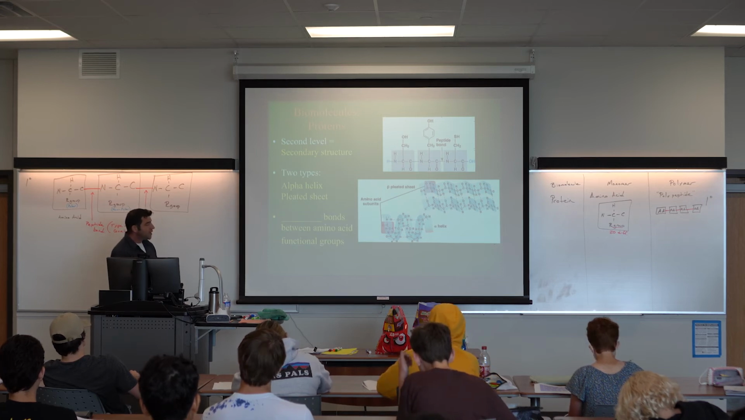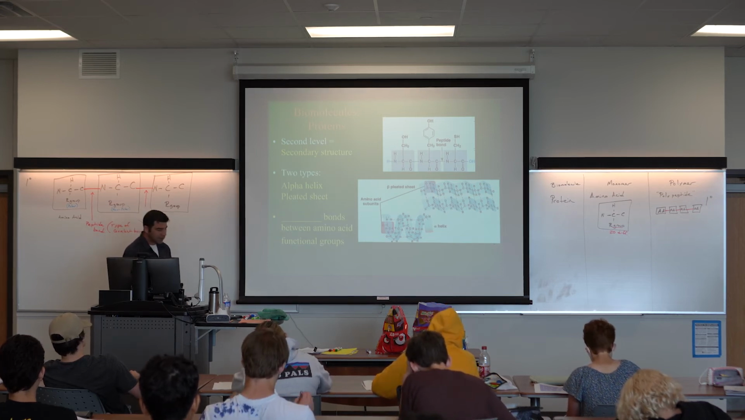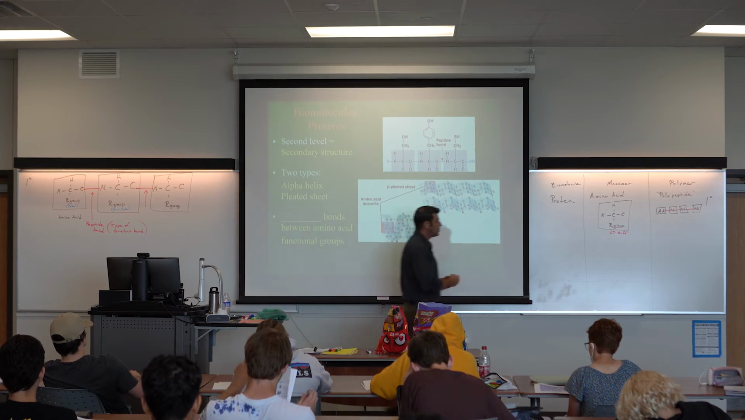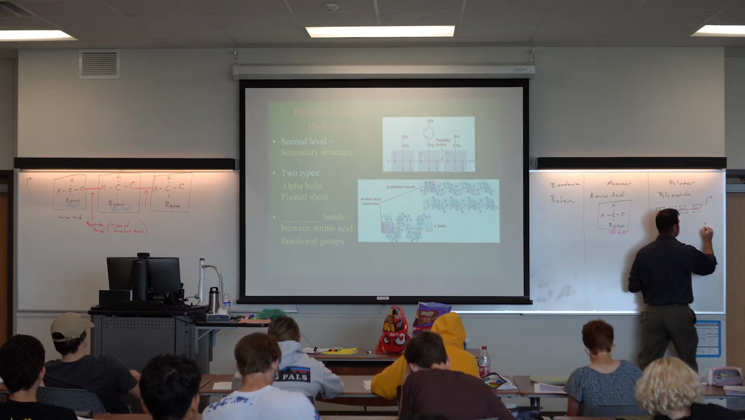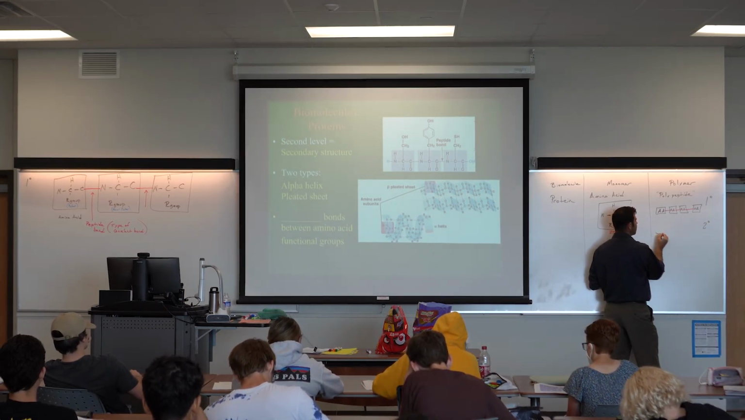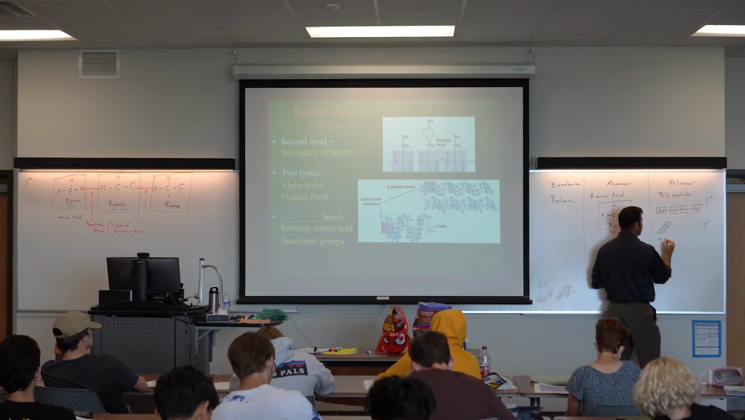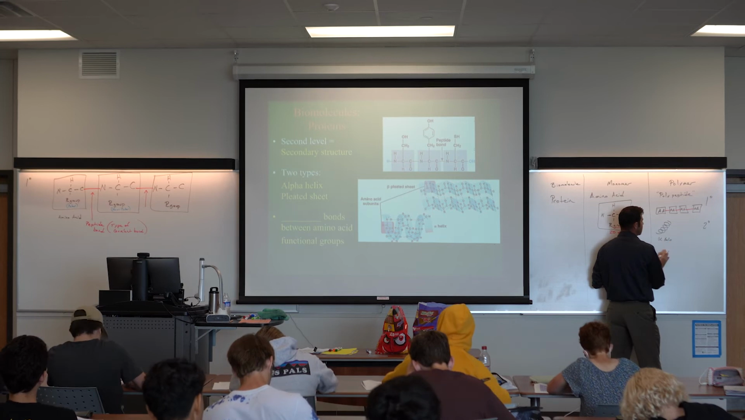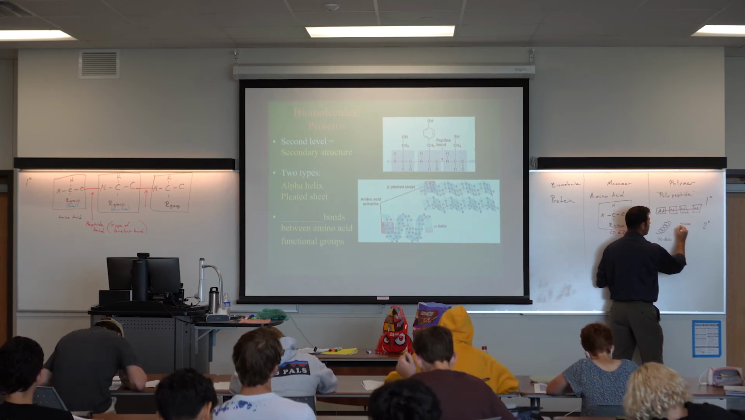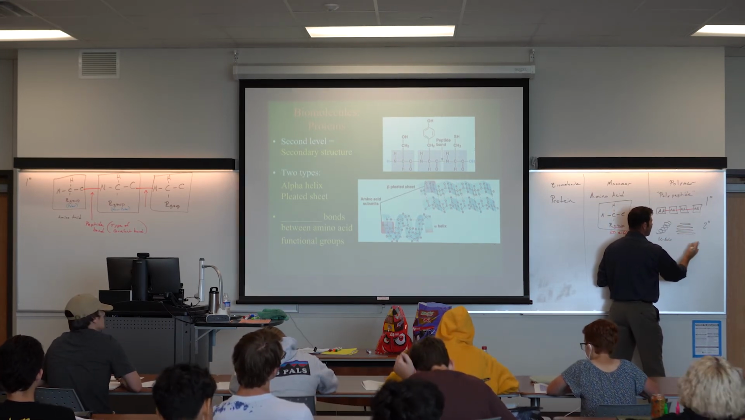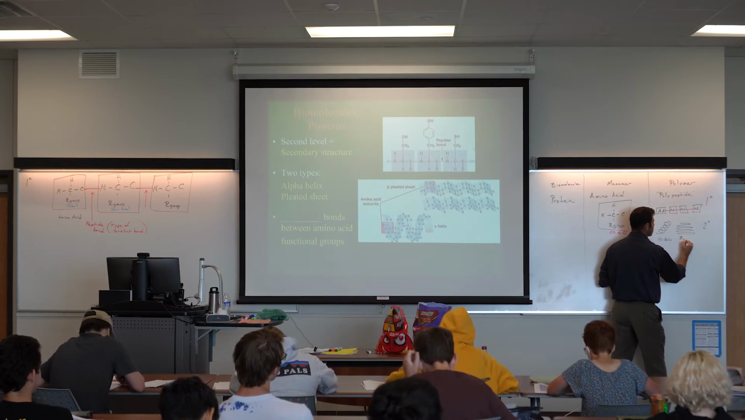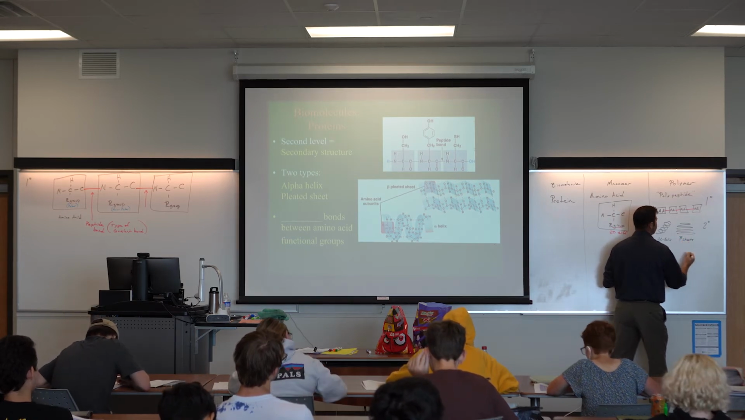So let's zoom out to the secondary level of a protein. The secondary structure of a protein is going to be apparent in these coils, which we'll label as alpha helices. Let's put an alpha helix, or there are these sheet-like structures that we're going to call beta sheets.